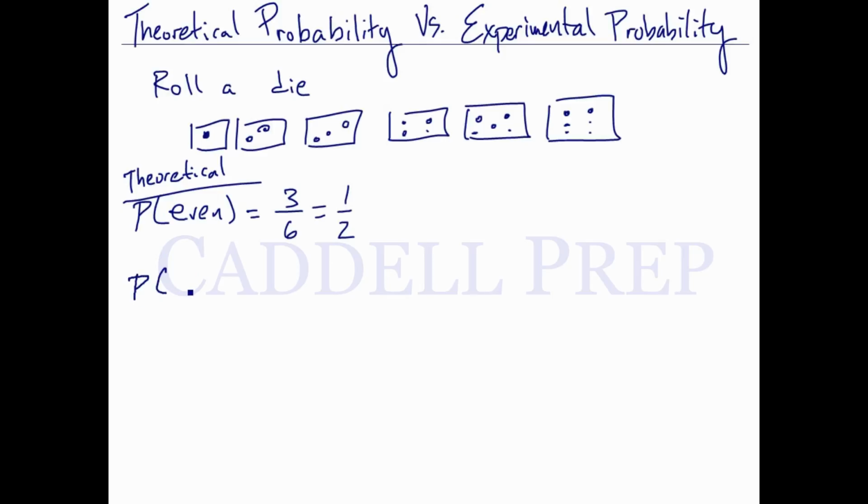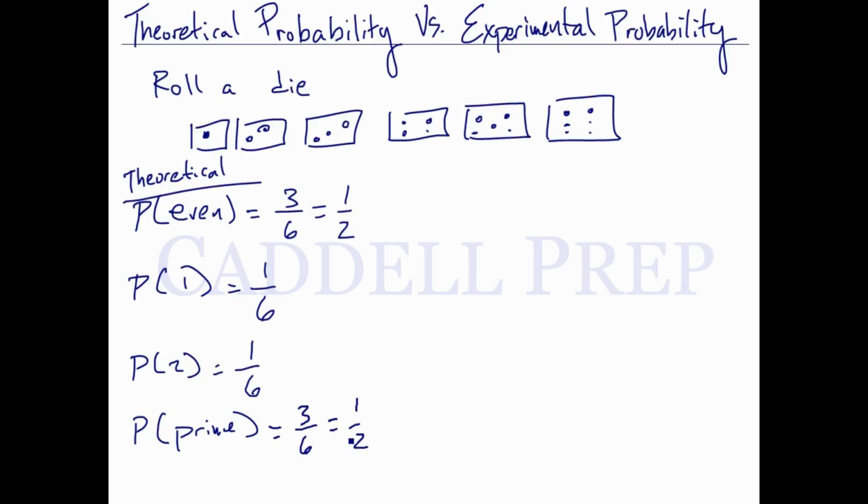The probability of rolling a 1 is, well, there's only one side that has a 1 out of 6 total outcomes, so 1 out of 6. Probability of rolling a 2, okay, there's only one 2, so it's again 1 out of 6. Probability of getting a prime number. So what are the primes? 2, 3, and 5. So it's going to be 3 out of 6, which again is 1/2.